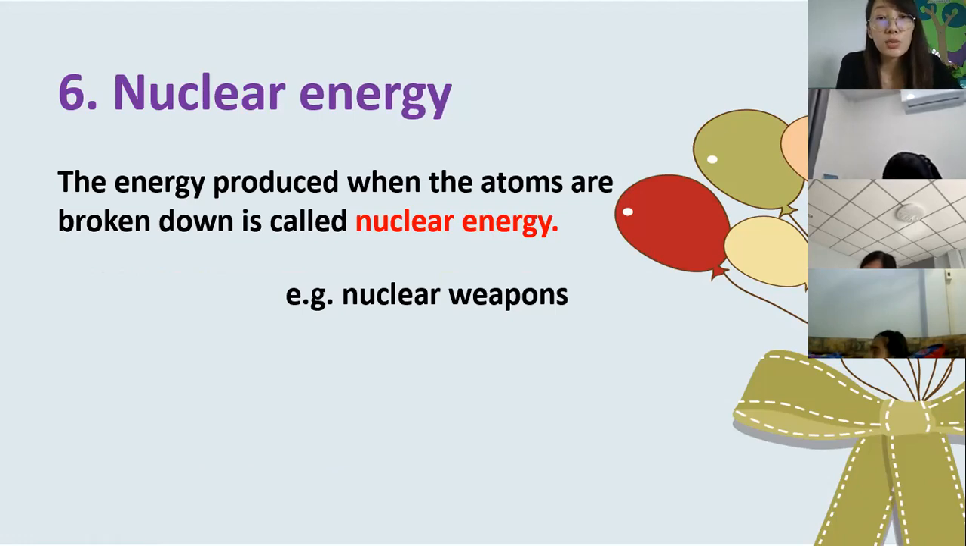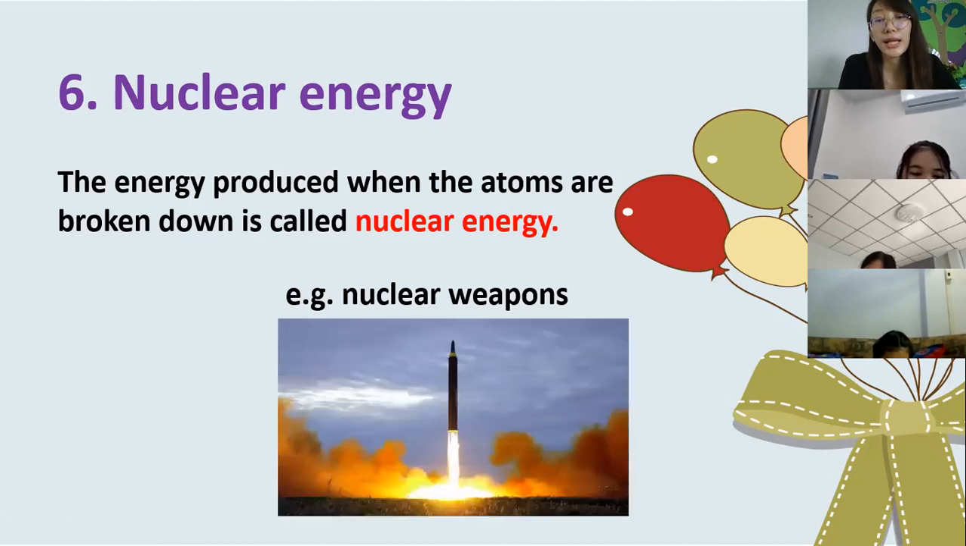Number 6 is nuclear energy. The energy produced when atoms are broken down is called nuclear energy. For example, nuclear weapons, like a rocket, produce nuclear energy. Factories can be an example as well, and maybe bombs. Bombs can also be nuclear energy. Energy produced when atoms are broken is called nuclear energy. Understand?